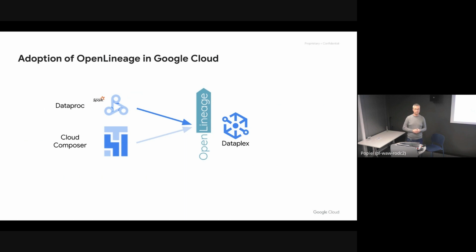And so we have built the integration with Dataproc Spark through the OpenLineage interface. And we are also going to launch support for Airflow managed in Cloud Composer for OpenLineage production of events. That's coming next year, I guess.